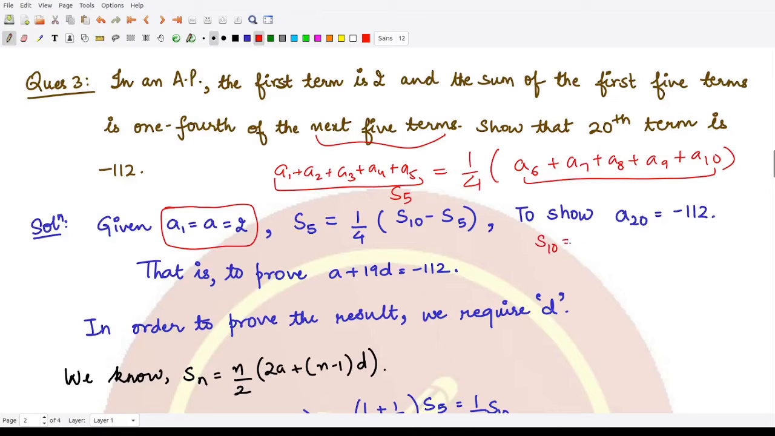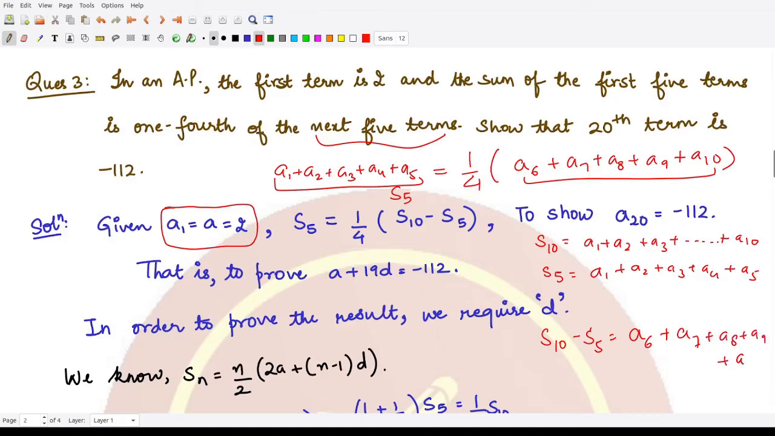You see, what is S10? S10 is adding A1 plus A2 plus A3 up to A10. And S5 is adding A1 plus A2 plus A3 plus A4 plus A5. Now if you subtract both of them, S10 minus S5, the remaining values would be A6 plus A7 plus A8 plus A9 plus A10. This is what they are saying to us in this question. So these values A6 plus A7 plus A8 plus A9 plus A10 represent S10 minus S5.